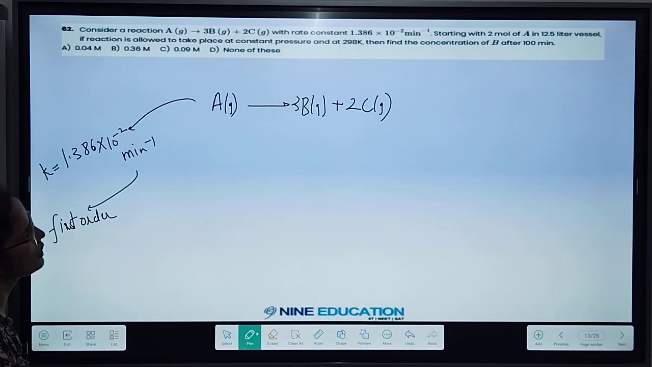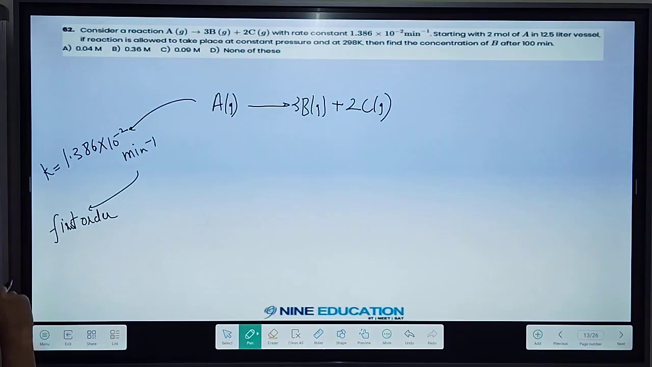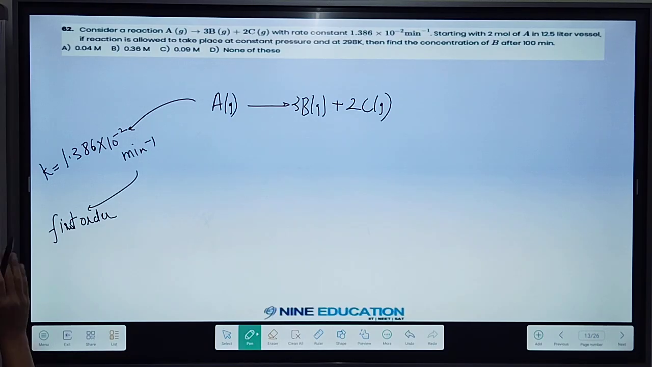First order reaction with respect to A, and we are starting with 2 moles of A in a 12.5 liter vessel. We need to find the final concentration of B after 100 minutes. Since it is first order kinetics, it's good to quickly see the half-life for this reaction, because if we see the half-life we eventually understand the situation at 100 minutes.